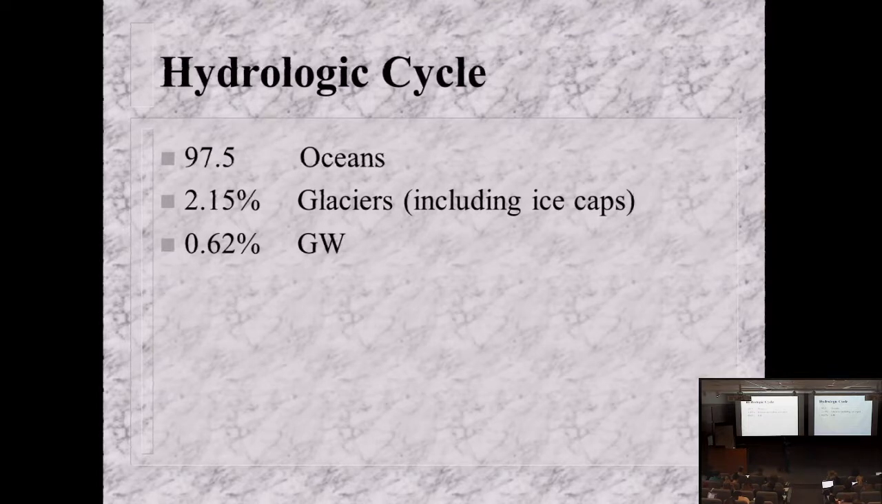So we have 97.5% of water in the oceans, and the next reservoir is glaciers. So about 2.15% of the water in glaciers. Now it's interesting to do a running total of this because when you add 97.5 and 2.15, what do you get? About 99 1/3, right? So most of the water on Earth is either salty or frozen.